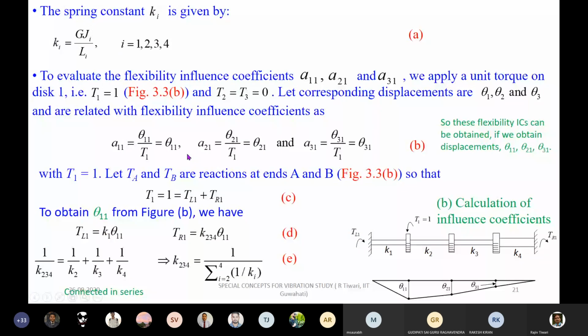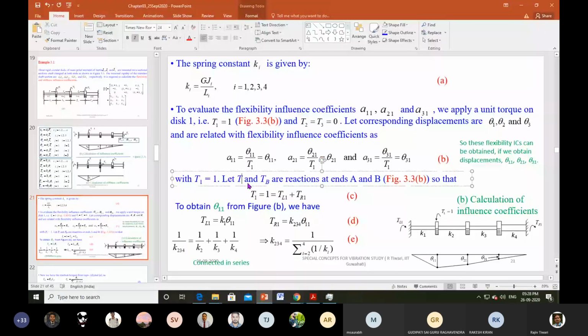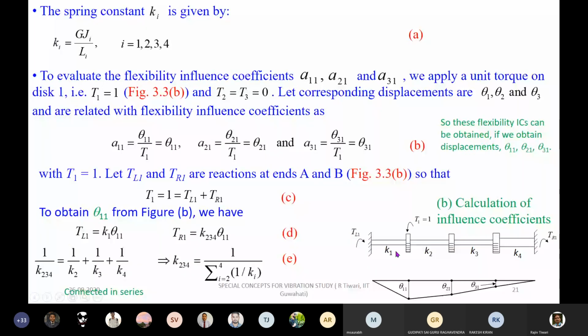So, our aim will be to obtain this theta so that we can get the influence coefficients. Now, as I mentioned, because of this torque, here I should write the L1 and R1. So there's the torque reaction at the support because of this.